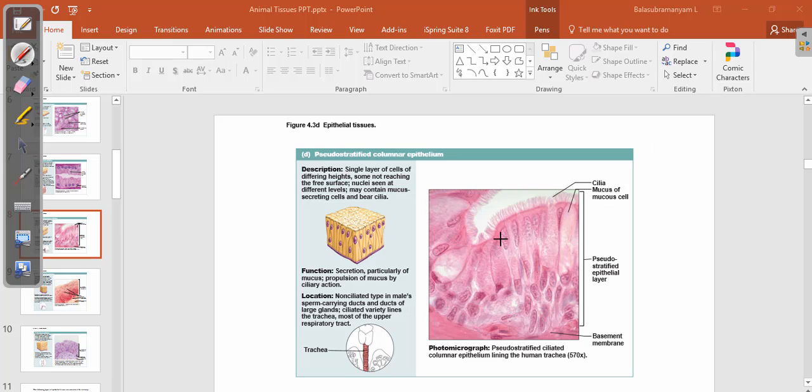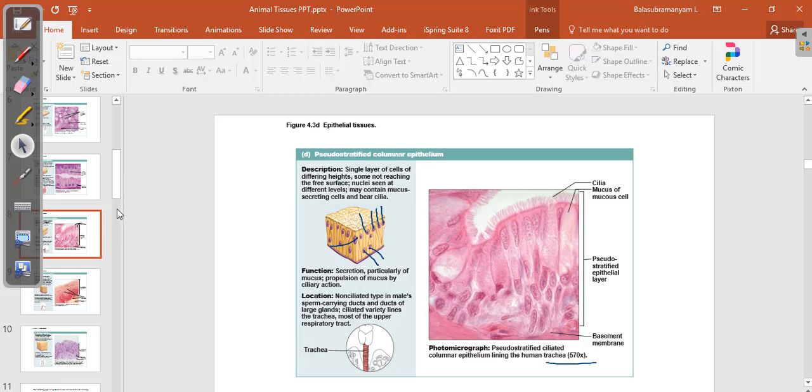The single layer of cells, you can see all the dots refer to the nucleus, the single nucleus. They are pushed towards one region, and you can see they have a staggered cell appearance. That's why they appear like pseudo-stratified. That means they fool us by showing multi-layered. So these were the example for that in the trachea region.